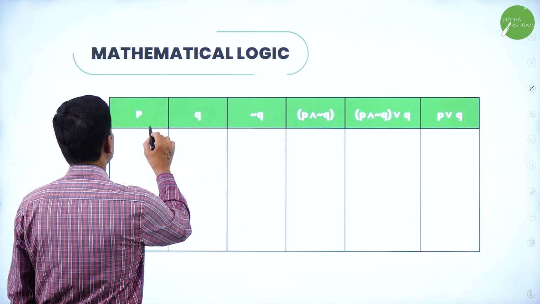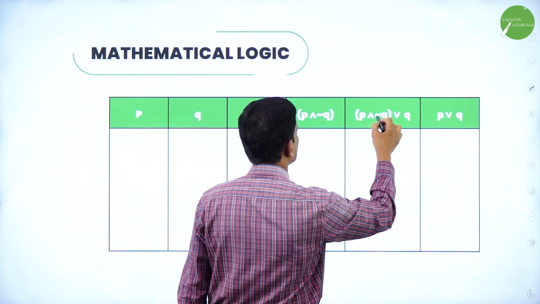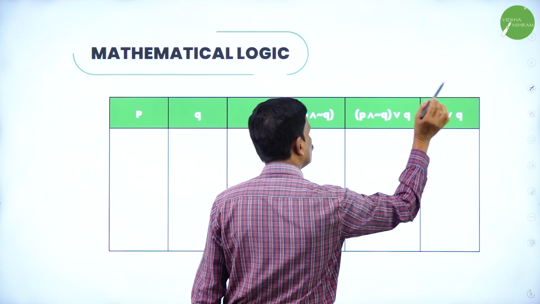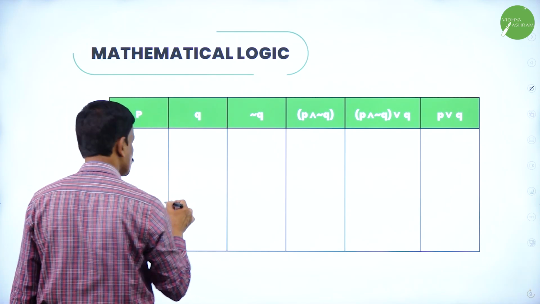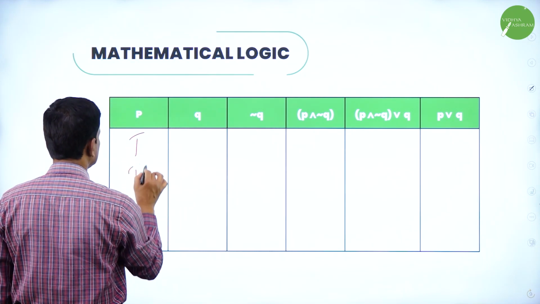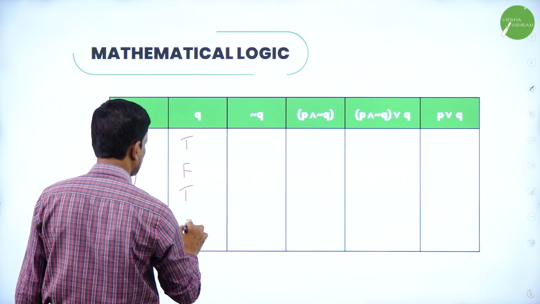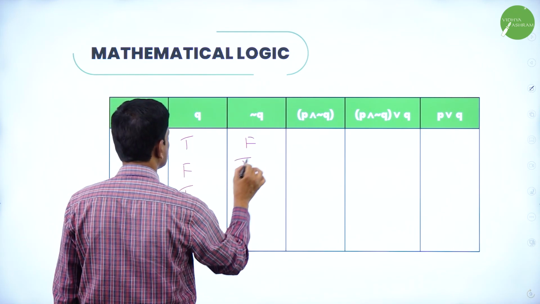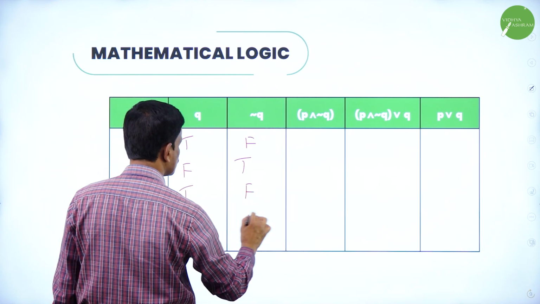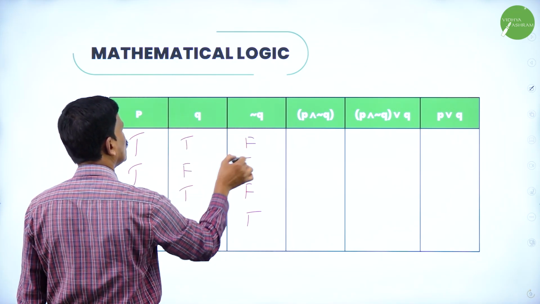First, P, Q, negation Q, P conjunction negation Q, again P conjunction negation Q disjunction Q, and P disjunction Q. So write down the truth values for this. T, T, F, F for P and T, F, T, F for Q. Now what is negation of Q? For true it is false, for false it is true, for true it is false, for false it is true. Now conjunction of P and negation Q.